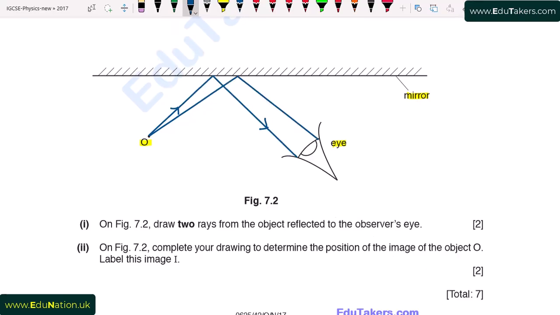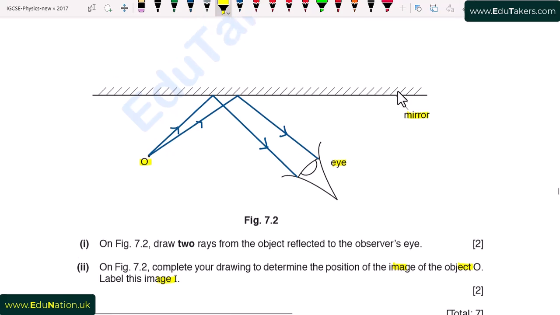And it is the complete path for the second ray. So we have completed our first part. Part 2. On figure 7.2, complete your drawing to determine the position of image of the object O. Label this image I. So we have to locate the position of the image and label it with I.